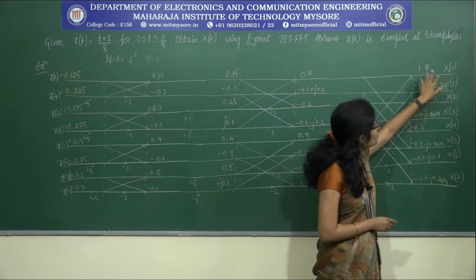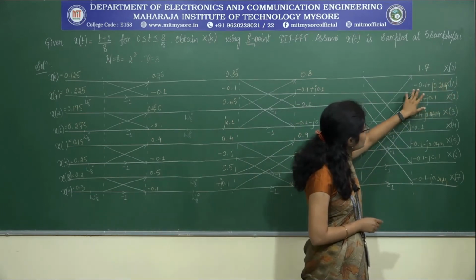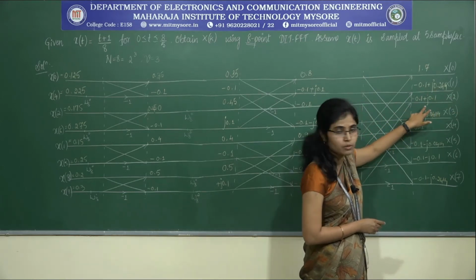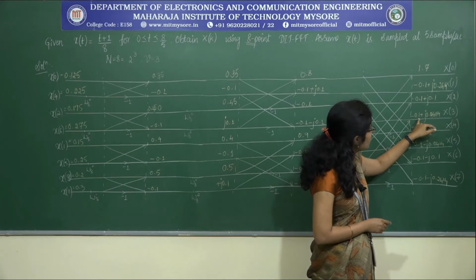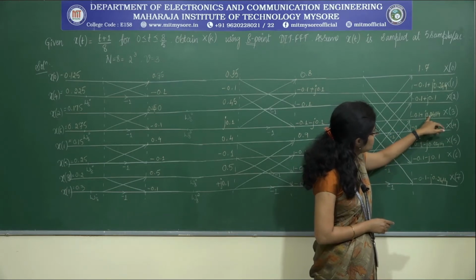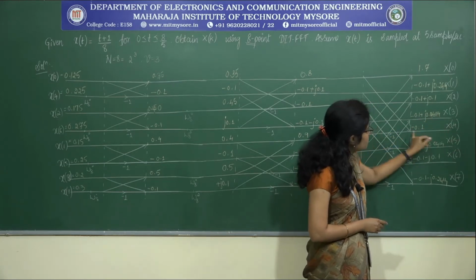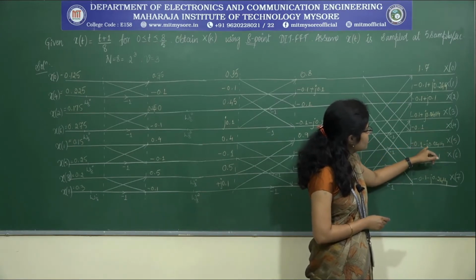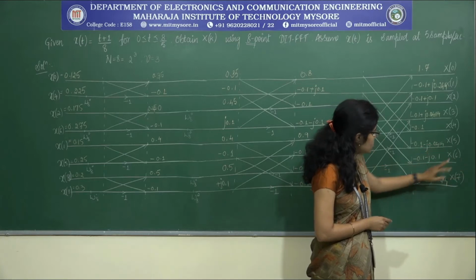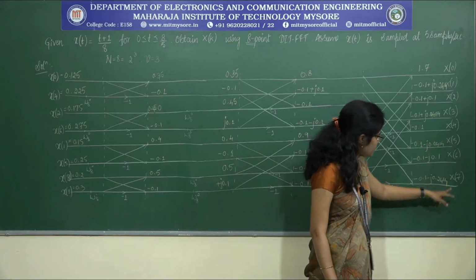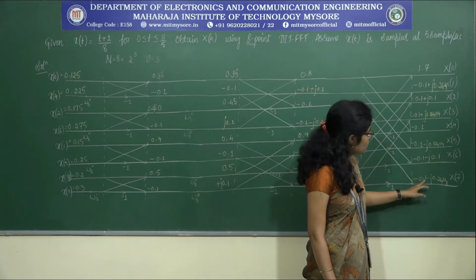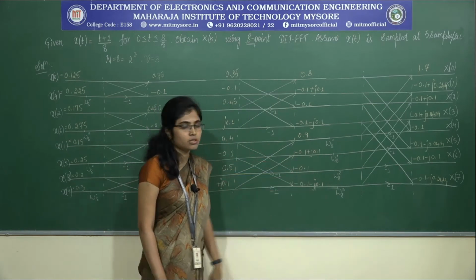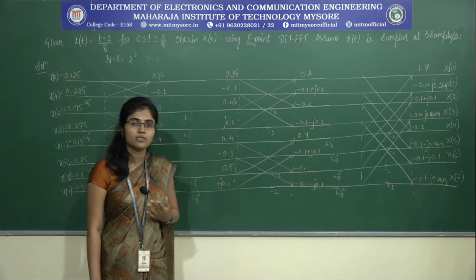So, the value of x of 0 is 1.7, x of 1 is minus 0.1 plus j 0.2414, x of 2 is minus 0.1 plus j 0.1, x of 3 is minus 0.1 plus j 0.0414, x of 4 is minus 0.1, x of 5 is minus 0.1 minus j 0.0414, x of 6 is minus 0.1 minus j 0.6, x of 7 is minus 0.1 minus j 0.2414. So, tabulate all those things in a sequence, that gives us x of k.